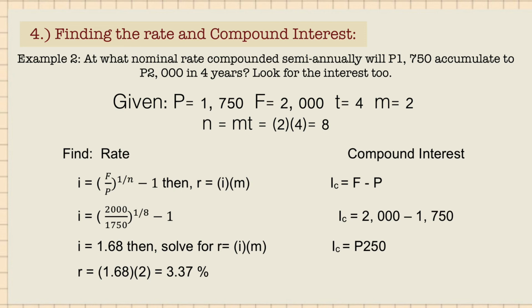Now, finding the compound interest, we have IC is equal to F minus P. We have 2,000 minus 1,750, which gives us 250 for our compound interest.